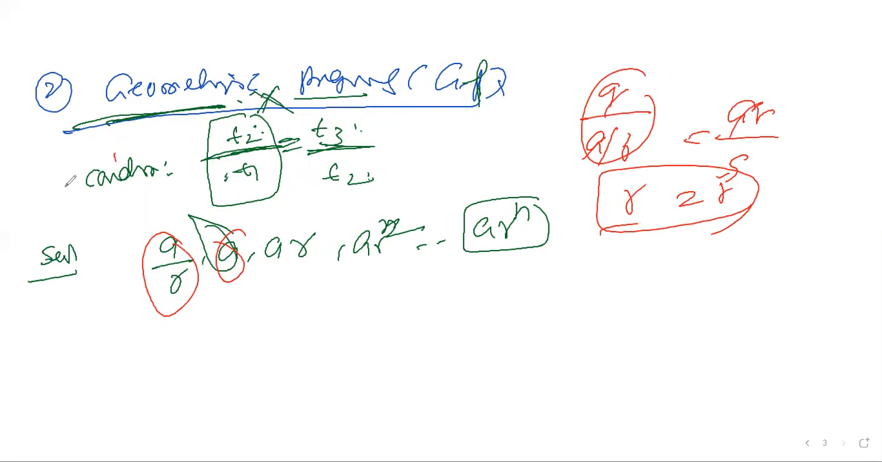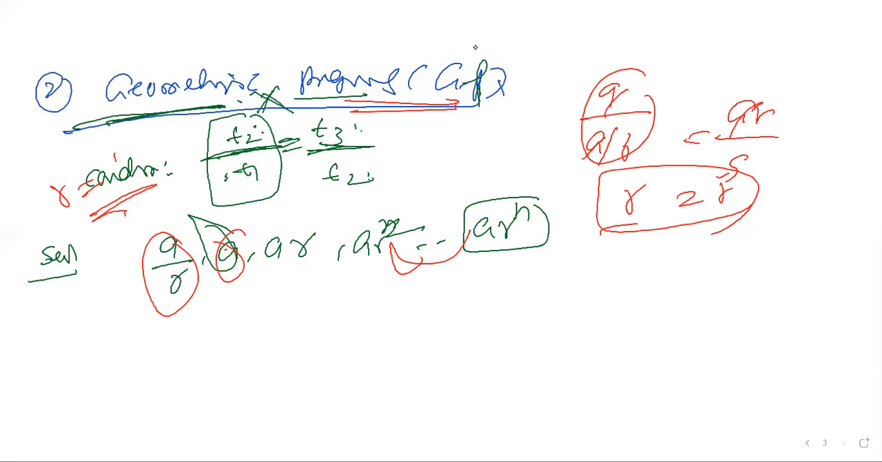That is called the common ratio. In AP it is called the common difference; in GP the common ratio must be the same. A by R, R will come. AR by A, R will come. AR square by AR, R will come. AR cube by AR square, R will come. Everywhere the common ratio must be the same. That is GP.